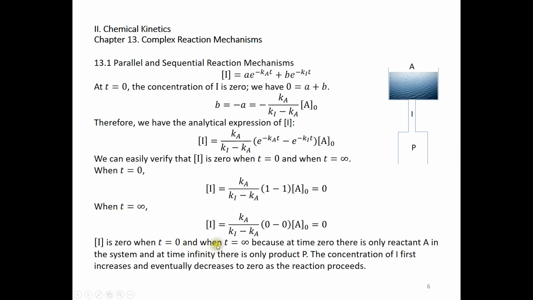The physical meaning is simple because at the beginning you have only reactant A in the system, so I is 0. And when time approaches infinity, there's only product in the system, so still I is 0. So again, at the beginning of the reaction, I and P are both 0. At the end of the reaction, A and I are both 0. There's only P. And in the middle of the reaction, of course, you have a positive concentration of I. That tells us the concentration of I is 0 at first. In the middle, it goes up. And near the end, it decreases until it levels off.